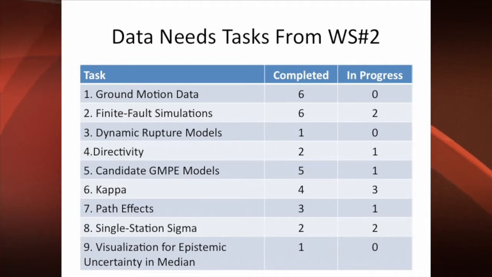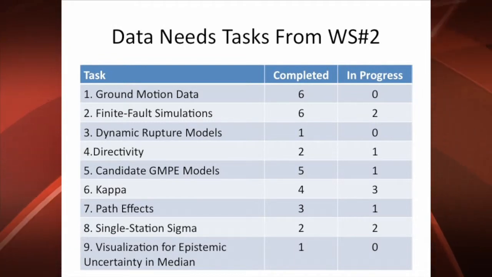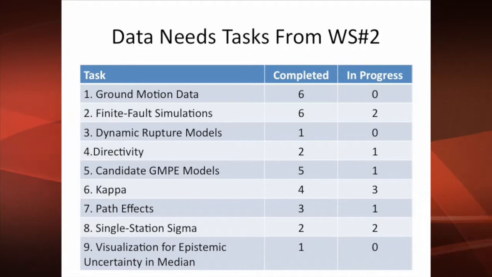There are still some studies going on in Kappa, particularly for Arizona, as we have been collecting the data and are now having time to do the detailed analyses. Path effects, we'll run through what those are, and one outstanding task. Single station sigma still has some pieces to go as we're developing the models.